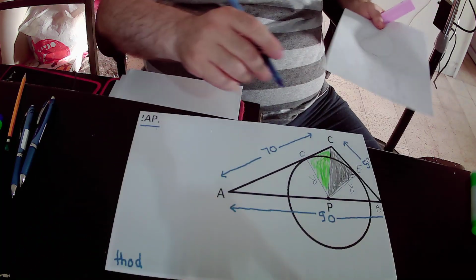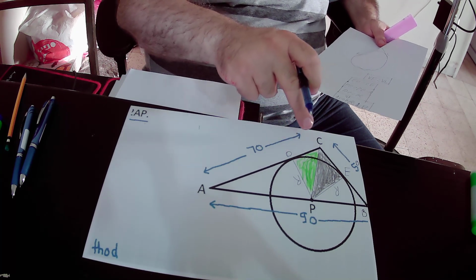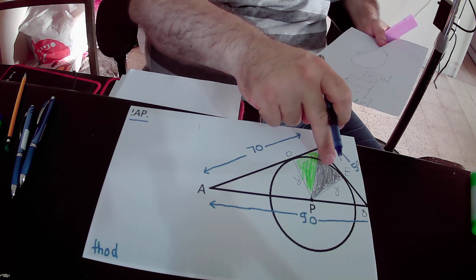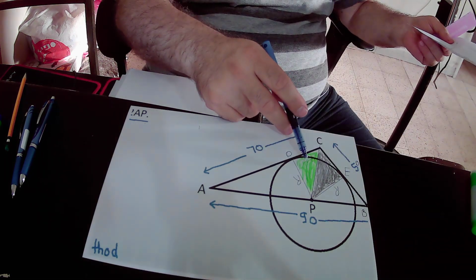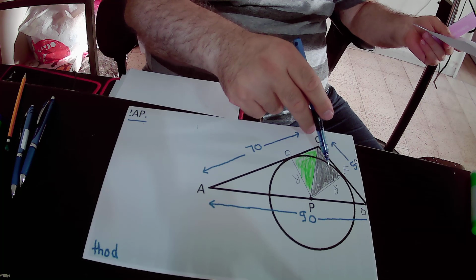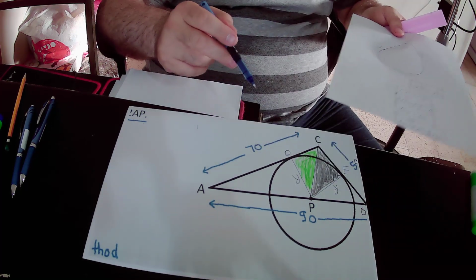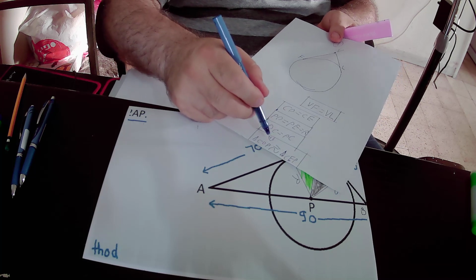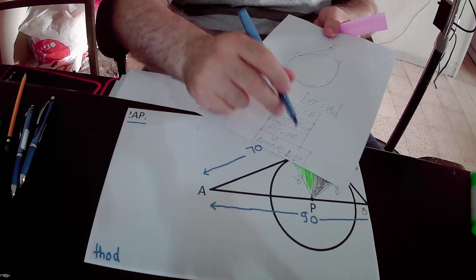Okay, because of the fact that three sides of the green triangle are equal to three sides of the black triangle, we can deduce that the green triangle is congruent to the black triangle, or triangle COP congruent to triangle CEP.